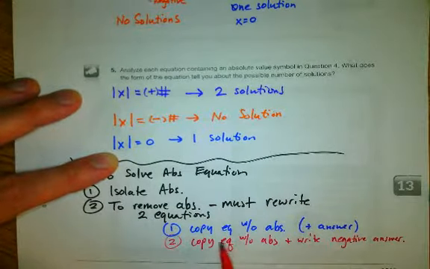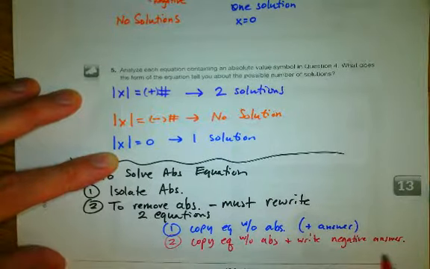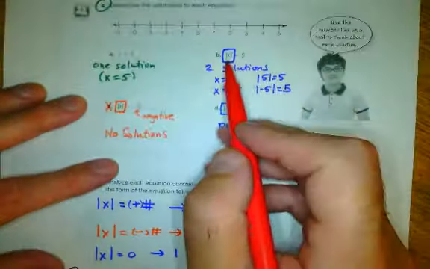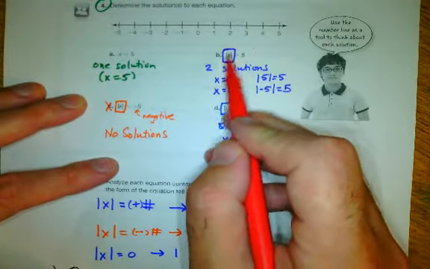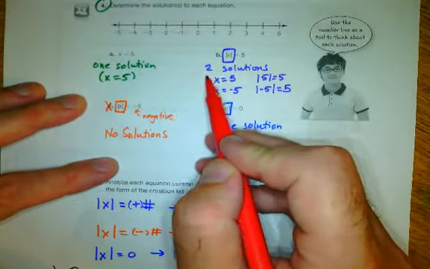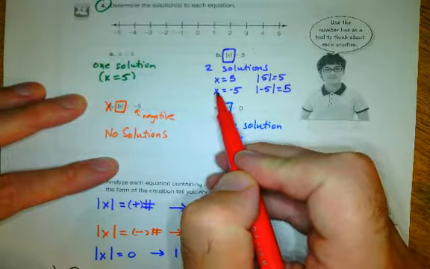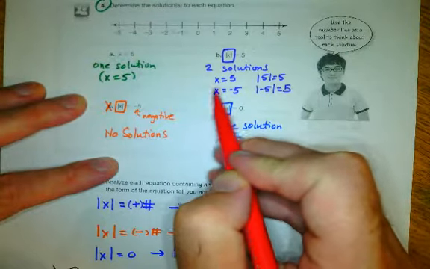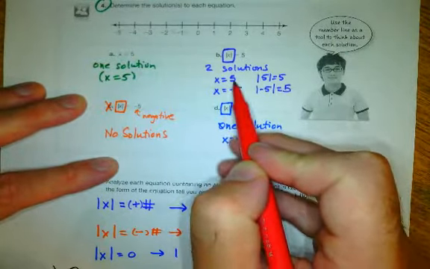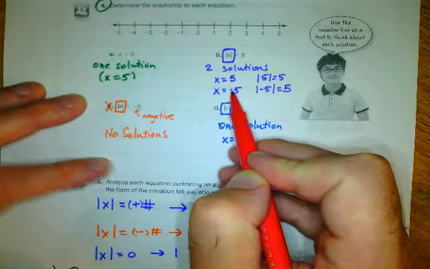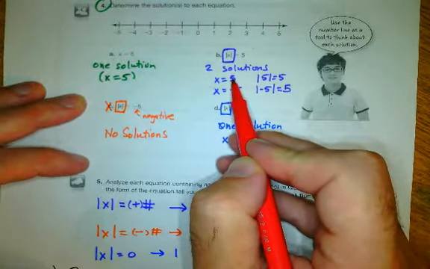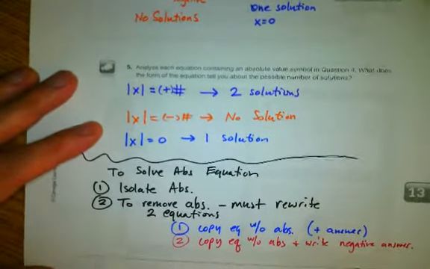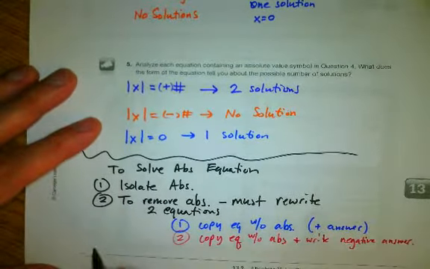So we're going to copy the equation just like we see it again, without the absolute value in it, but this time we're going to write a negative answer. Let me show you what that looks like. Up here we had the absolute value of x equals 5. If we come down here on my second equation and write it just like I see it without the absolute value, equals the same answer, but negative. So one positive answer, one negative answer. That's the way you get rid of absolute values in an equation.